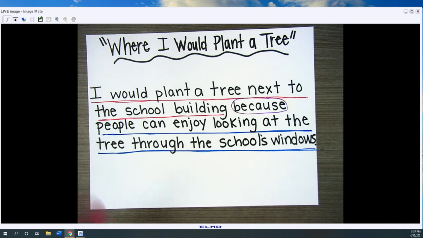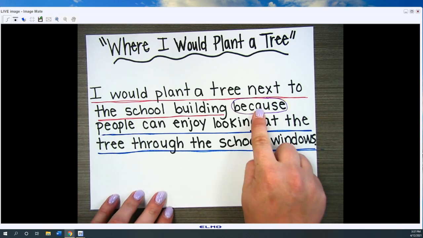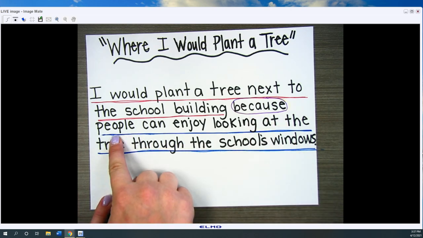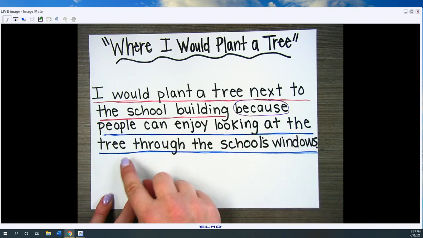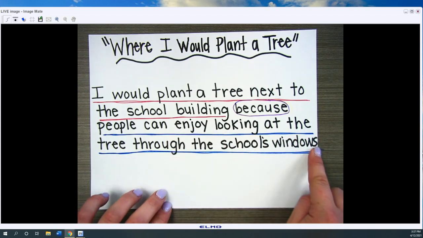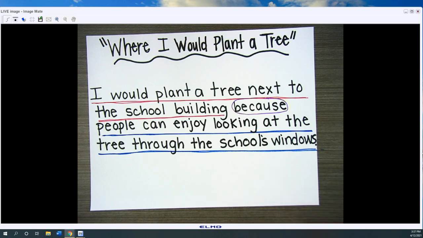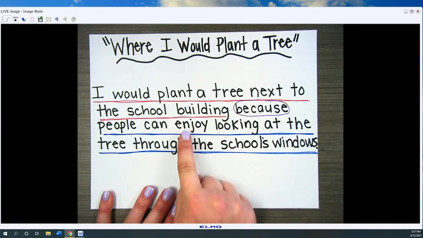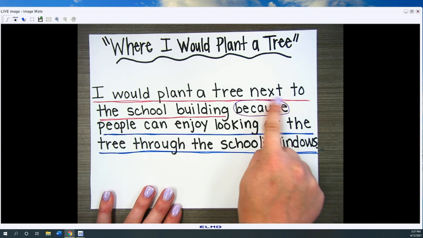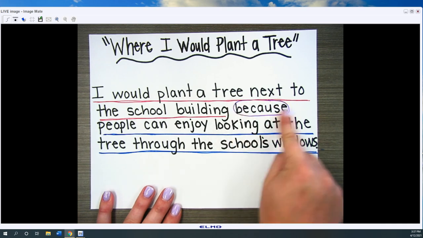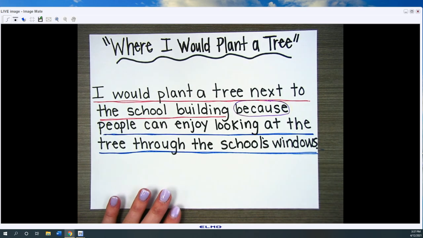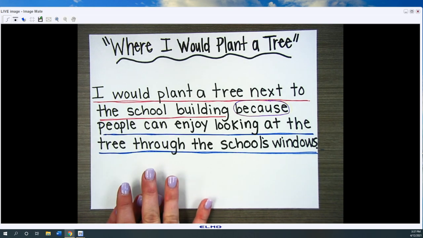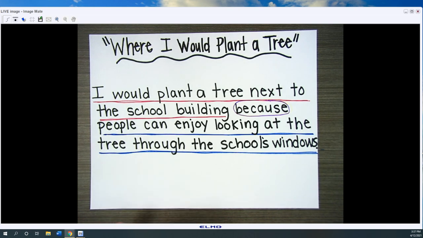Because, I should hear you clap once. I just said because people can enjoy looking at the tree through the school's windows. So now your hands should be on your knees. Okay? So your opinion comes before your reasoning. And what separates your opinion and your reasoning is the word because. So you need to remember that you will always use the word because in your opinions. And this is what an opinion writing should look like. Complete.